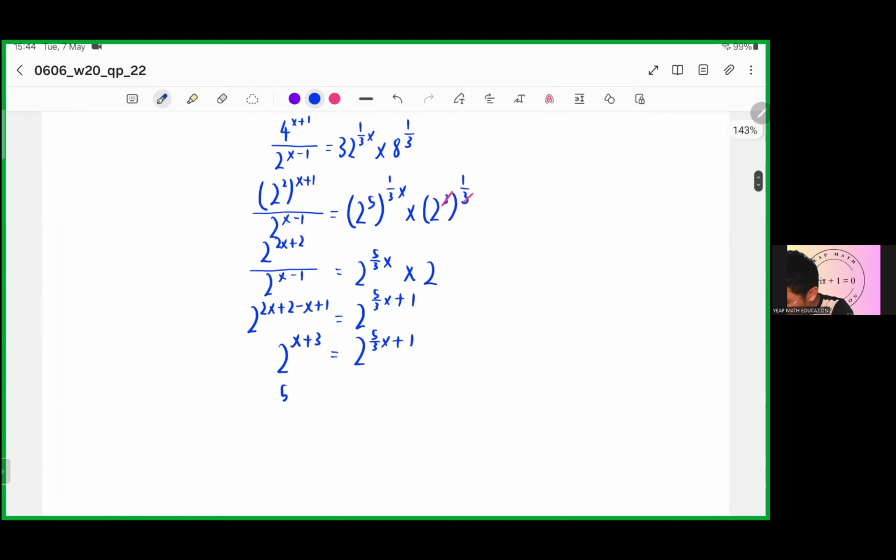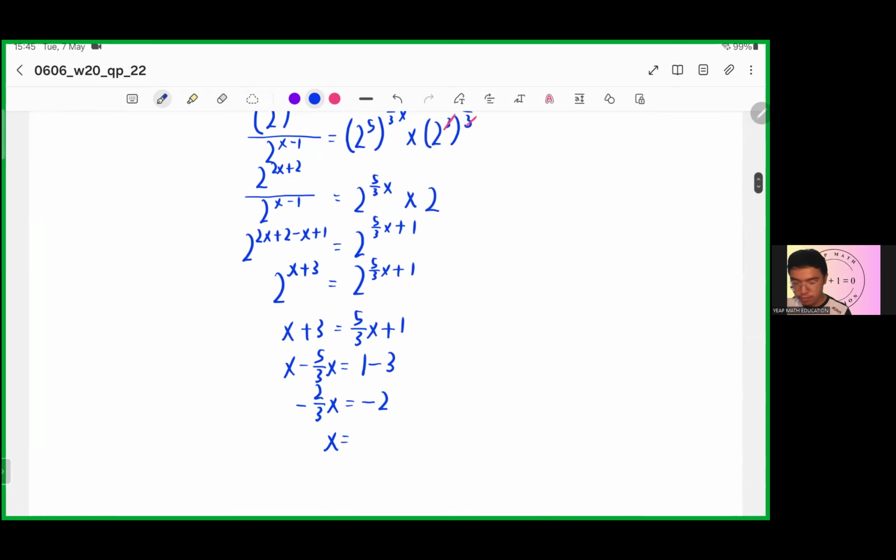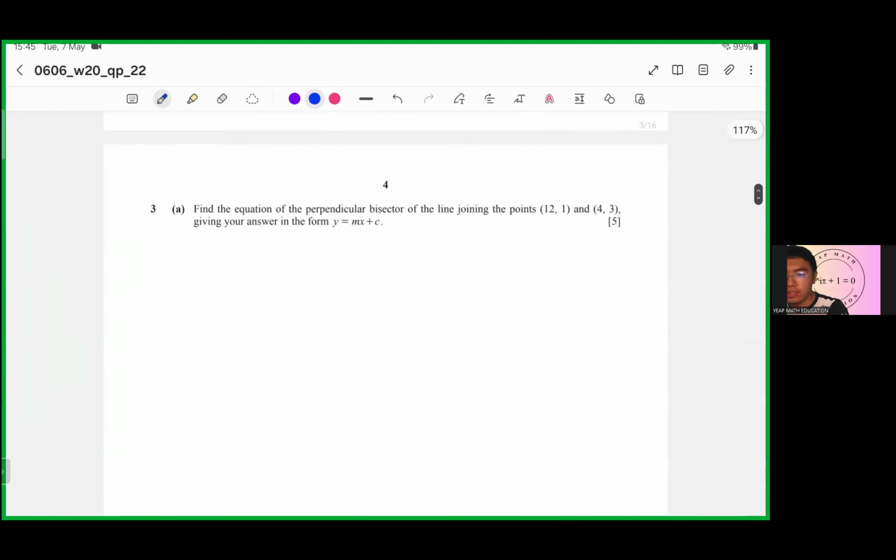Now we can make it the same. x − 5/(3x) equals 1 − 3. For this, we will get −2/(3x) equals −2. After that, −2 divided by −2/3, so I will get x equals 3. And now we look at the next question.